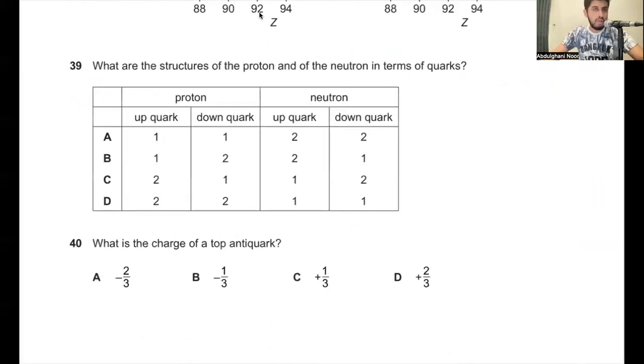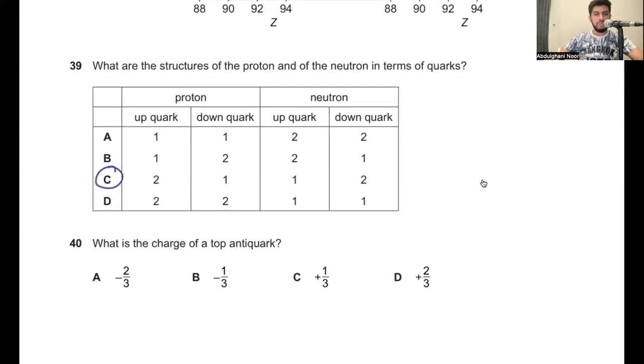The last two are 39 and 40. Pretty straightforward. 39 says, what are the structures of the proton and the neutron in terms of quark? A proton is made up of up, up, down. A neutron is made up of up, down, down. So 2 up quarks and a down quark for a proton. And 1 up quark and 2 down quarks for a neutron.